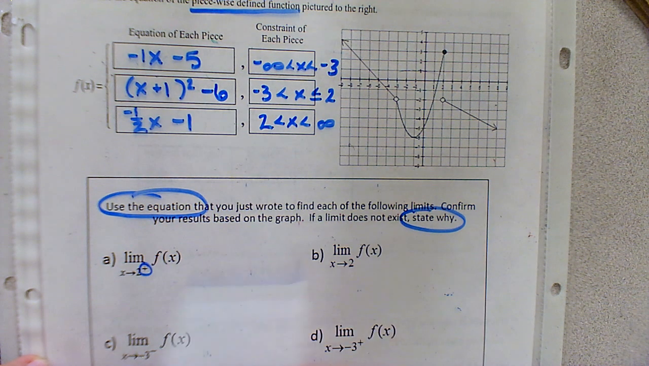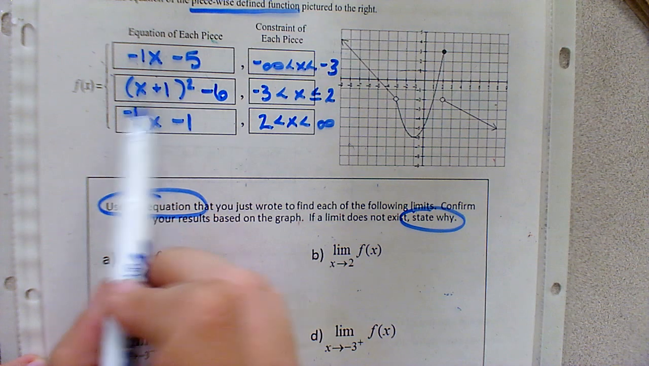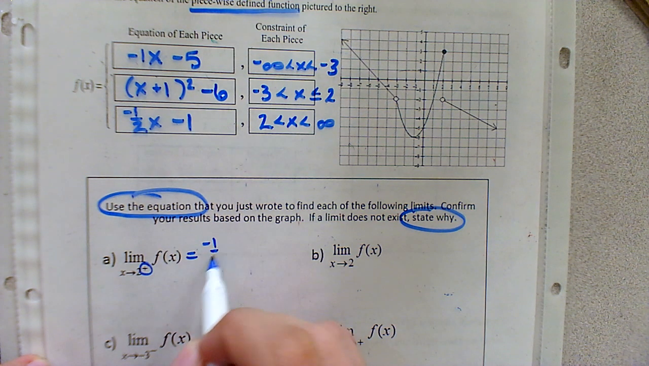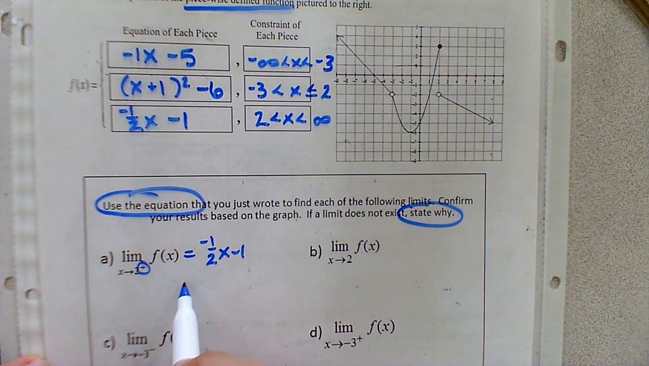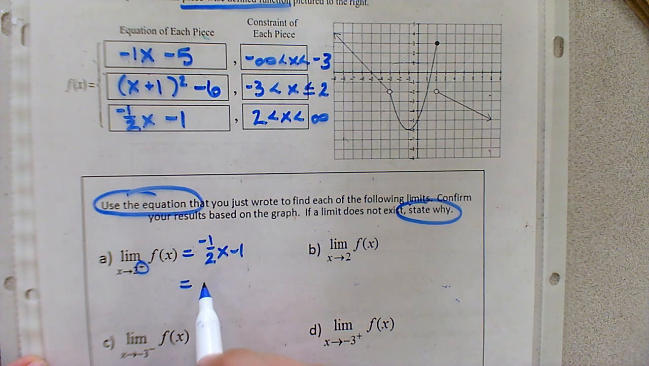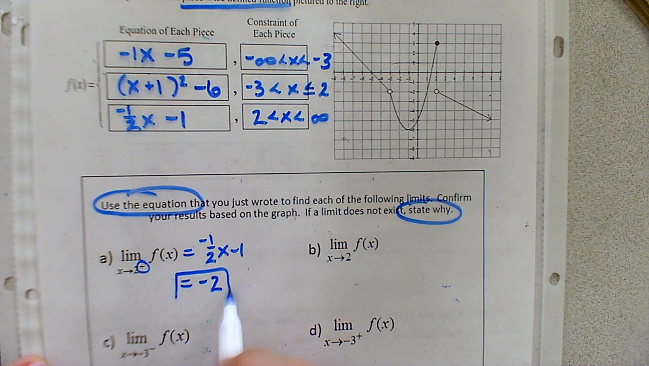So to help us figure out this value, we're going to use this equation, because that's the equation that fits this x approaching number. And our first step in a limit is to always do direct substitution. So if you plug in 2, -1/2 times 2 is -1, and then subtract 1, we'll get -2.